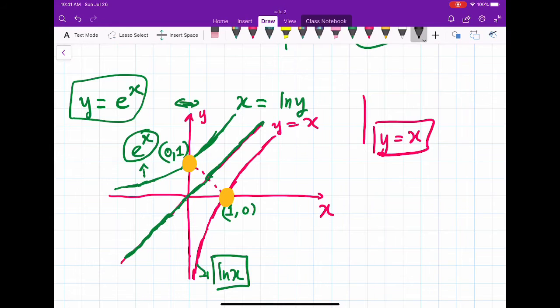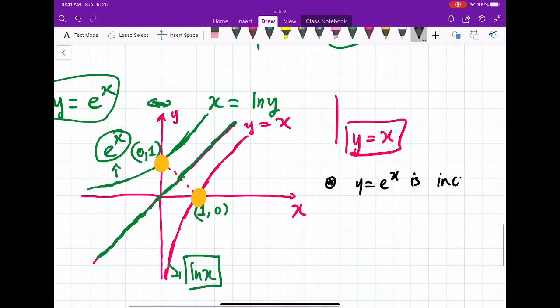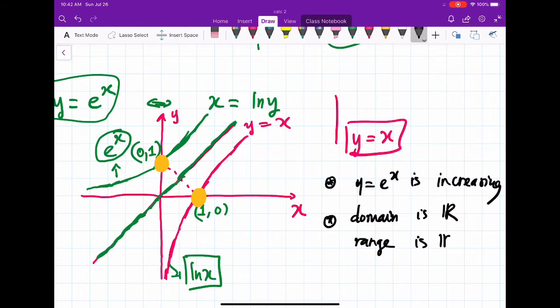All right. So from this picture, we have some information like this. The first one, the function y equal to e to the x is increasing. The second one, this function is defined everywhere. The domain of this function is the whole number line. Is that correct? And the range in this case is R plus.